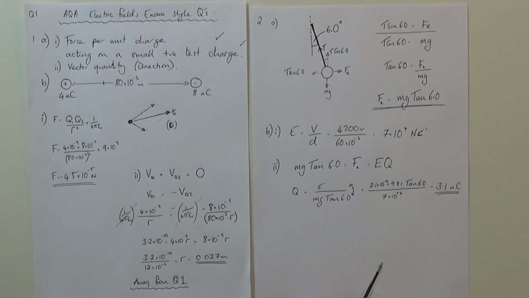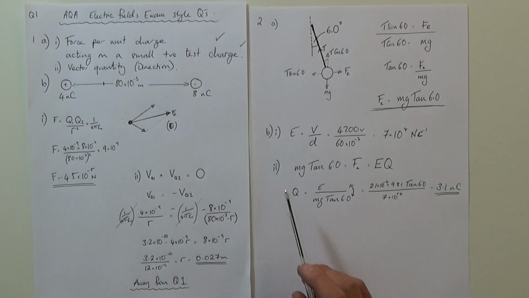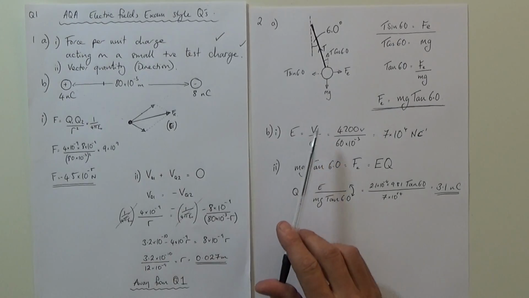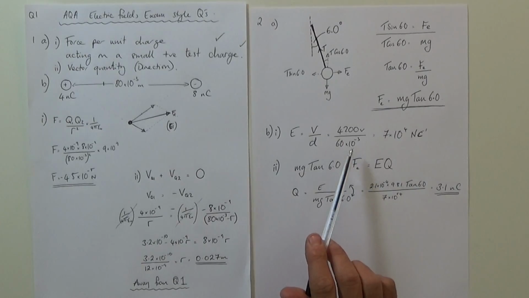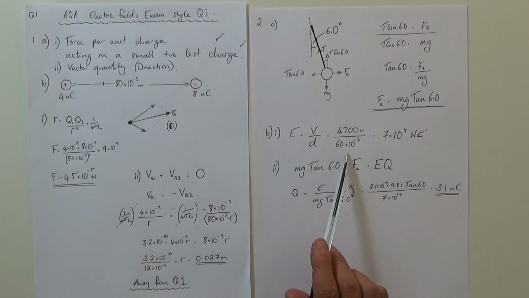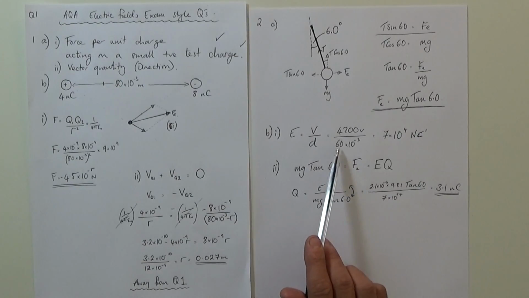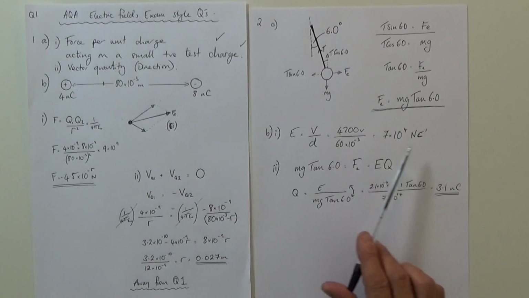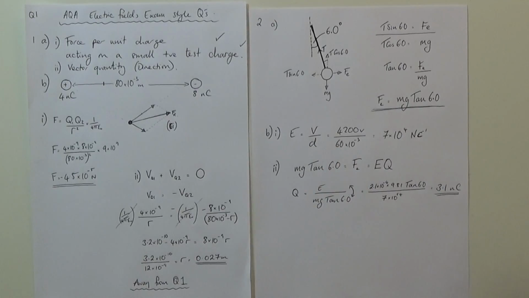Okay, B wanted you to calculate the electric field strength between the plates. Now they tell you that the potential difference between the plates is 4,200 volts and the separation of the plates is 60 millimeters, so 60 times 10 to the minus 3. E equals V over d. That gives you 7.7 times 10 to the 4 newtons per coulomb, or volts per meter, whatever you want to put in. Okay, for part 2, it asks us to calculate the charge on the sphere.